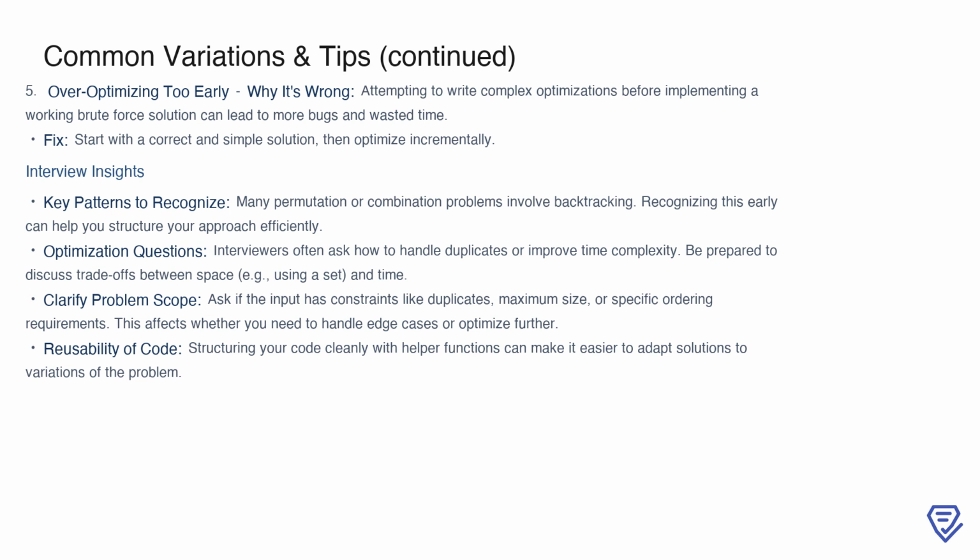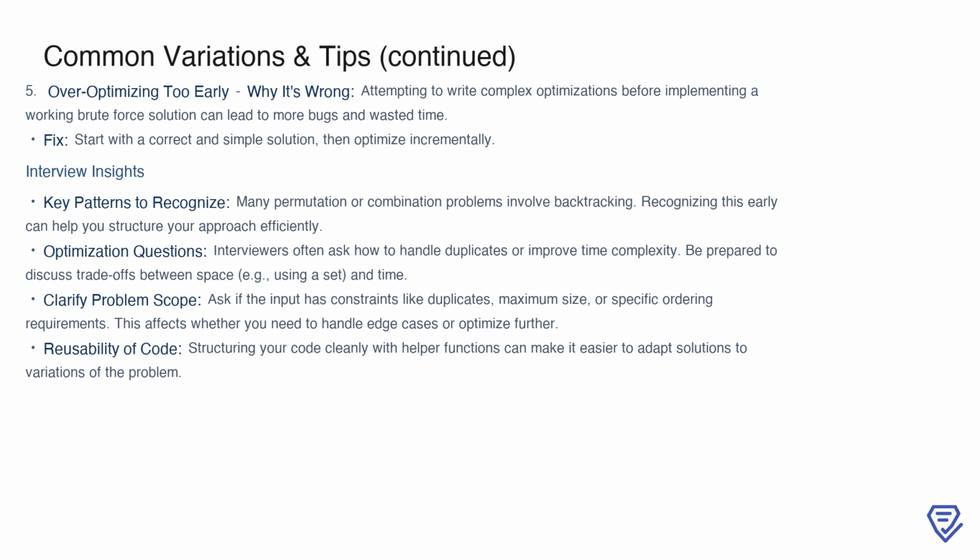Now, when preparing for interviews, it's important to recognize key patterns. Many problems involving permutations or combinations rely on backtracking, so identifying this early can help you structure your approach efficiently. Interviewers often ask about optimization as well, such as how to handle duplicates or improve time complexity. Be prepared to discuss trade-offs, like using extra space with a set for efficiency. Another tip is to clarify the problem scope up front. Ask whether the input has constraints like duplicates, a maximum size, or specific ordering rules. This can help you understand if edge cases need special handling or if your solution requires further optimization.